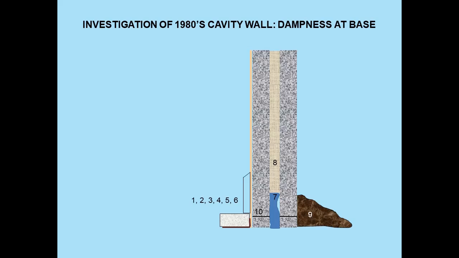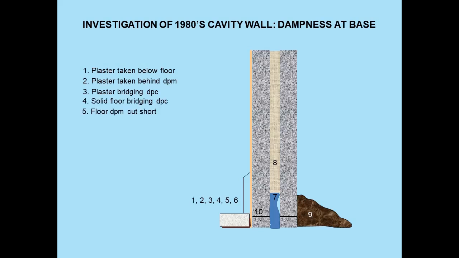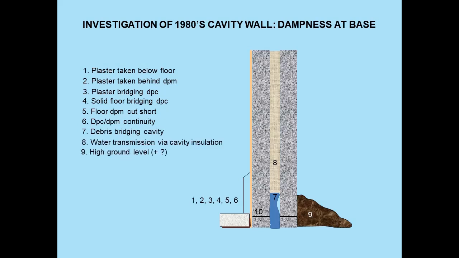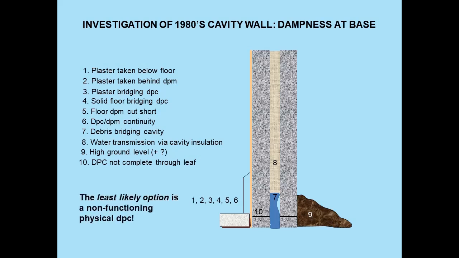So what are the sort of items one should look at in looking at a cavity wall? Plaster taken below floor level, plaster taken behind damp-proof membranes, plaster bridging DPC, solid floor bridging DPC, floor DPM cut short, DPC or DPM continuity between the two, debris bridging the cavity, water transmission via cavity insulation, high ground levels, damp-proof course not complete through the leaf. Those are the major possibilities. The least likely option is a non-functioning physical damp-proof course.